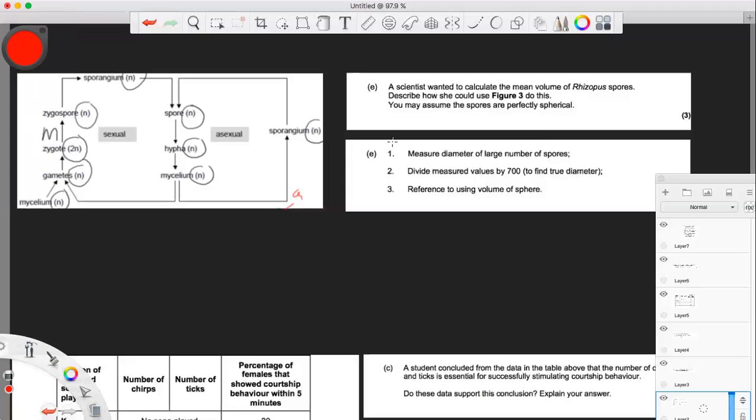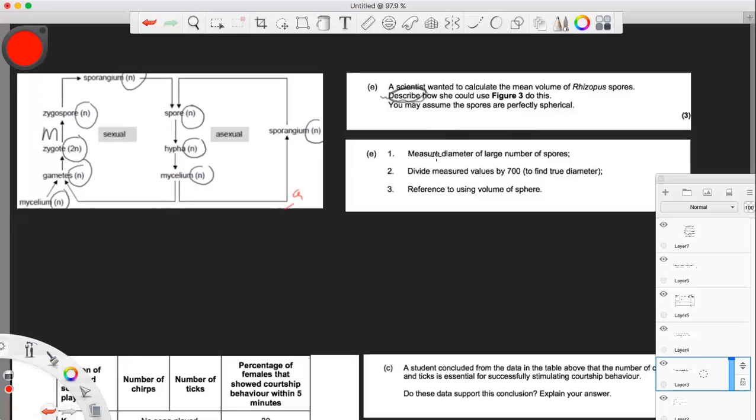Okay. Looking at the next part of this, scientists wanted to calculate the mean volume of the spores. Here's the command term, describe. So you need to be describing how she would calculate the volume using figure 3. One of the important bits of information that some of you left out was noticing that the magnification was 700.